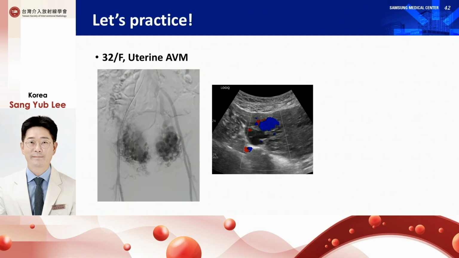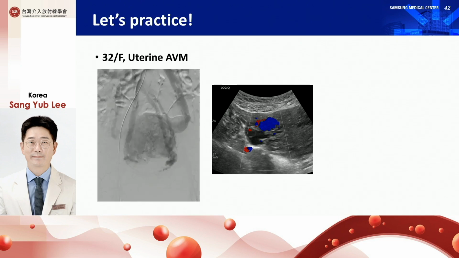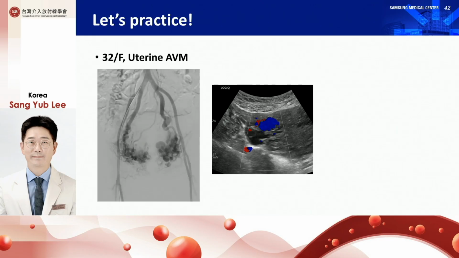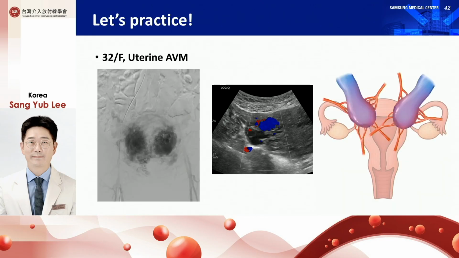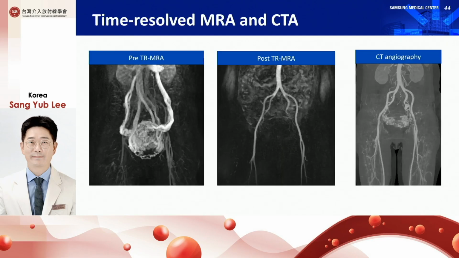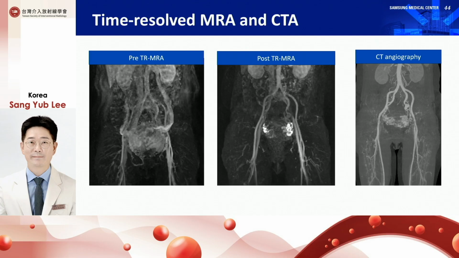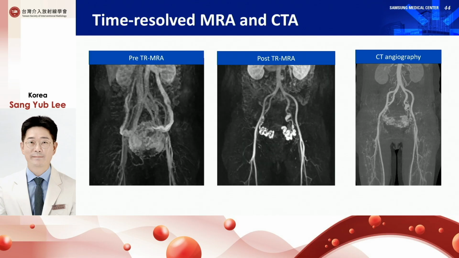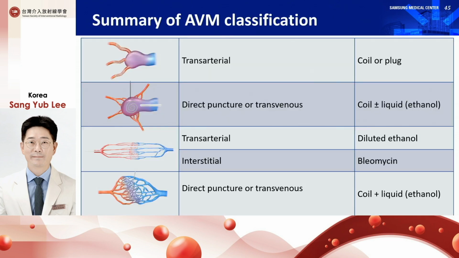How about this patient? Uterine AVM, multiple feeding arteries and draining veins. Ultrasound shows some venous cavity. I think this is a type 2A AVM. So we punctured directly through the uterus and performed coil embolization and ethanol reflux. This is the pre-MRA and this is the post-MRA. There is no residual early venous drainage. So the patient is cured after treatment.